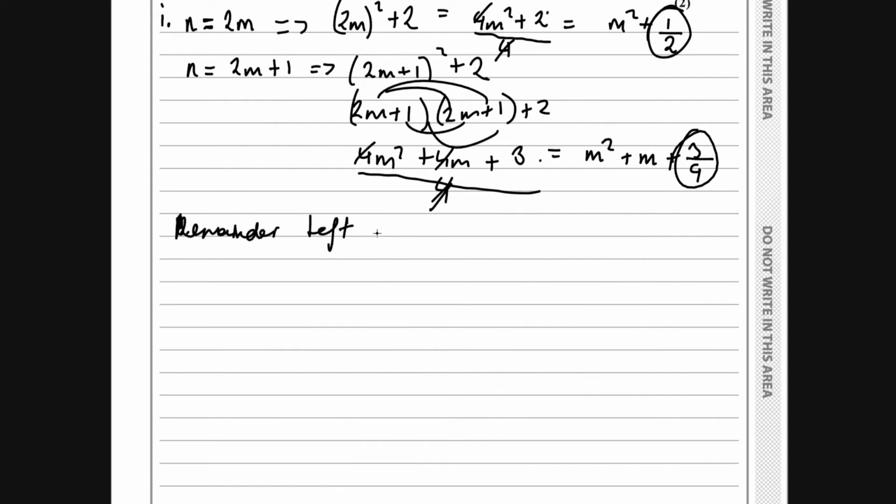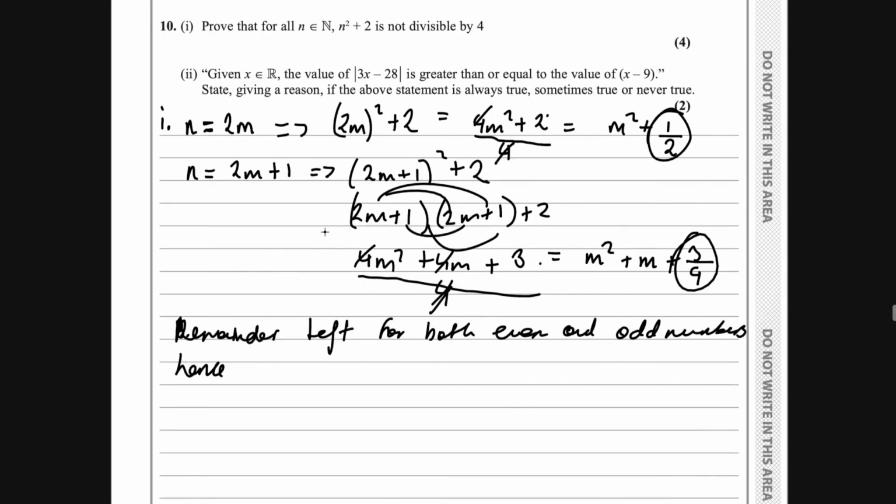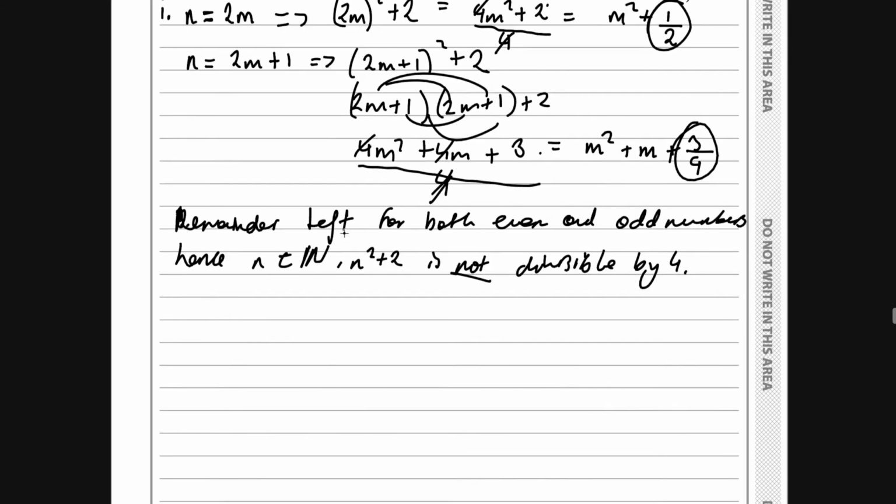I'm just going to put that down in a sentence. Odd numbers. Hence, for all positive natural numbers, n squared plus 2 is not divisible by 4. And that answers part I.